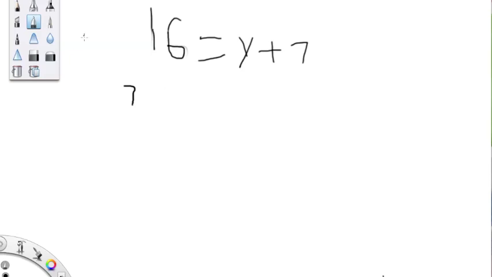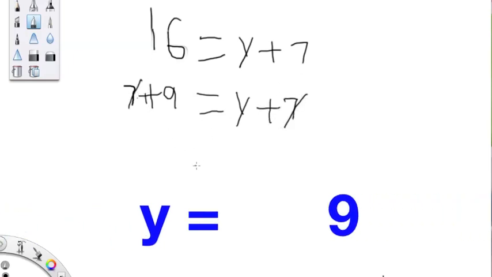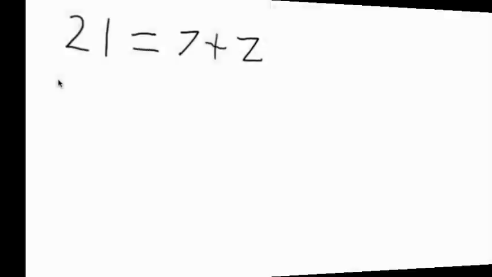To remove a positive 7, you would have to decompose 16 so it becomes 7 plus 9. The problem would now be 7 plus 9 equals y plus 7. You can remove a positive 7 from both sides, which means y equals 9.